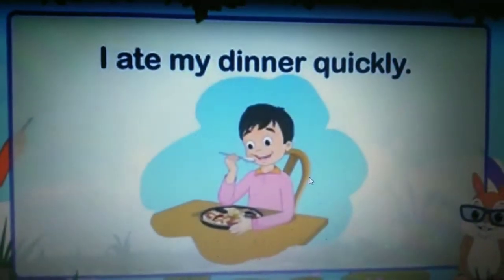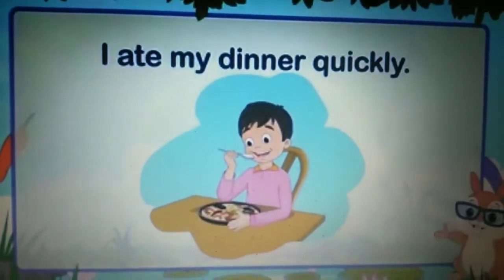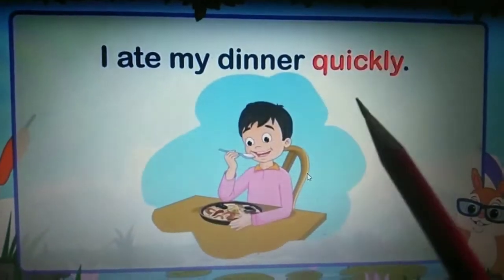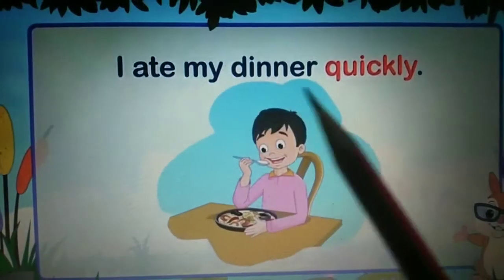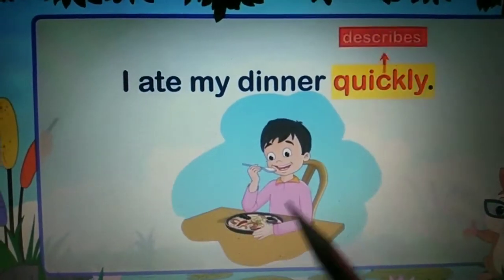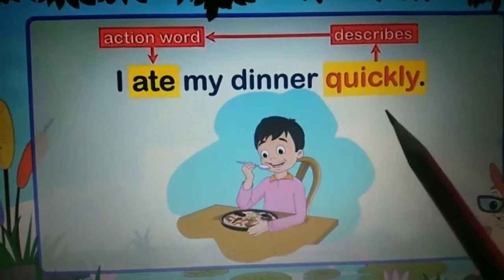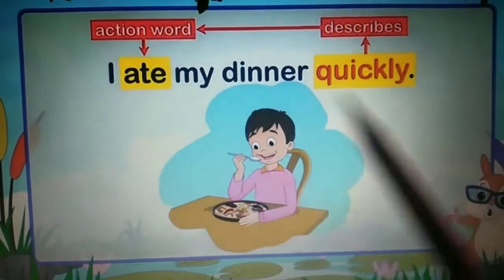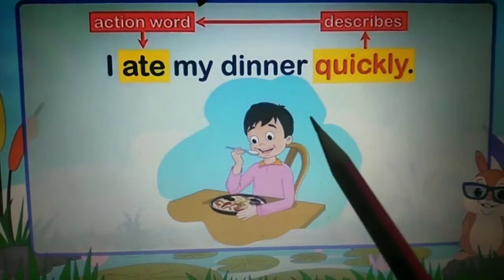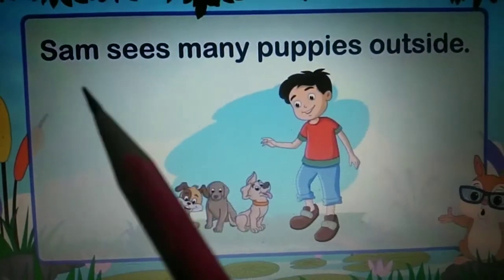Adverbs are words which describe our verbs or actions. For example, I ate my dinner quickly. How did I eat my dinner? Quickly. It describes the action word. It is describing the action word, how I ate my dinner. I ate my dinner quickly.